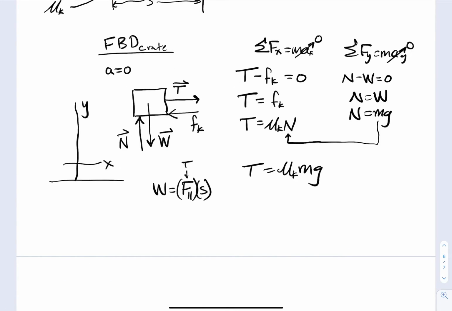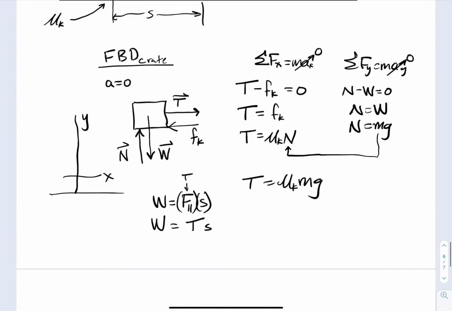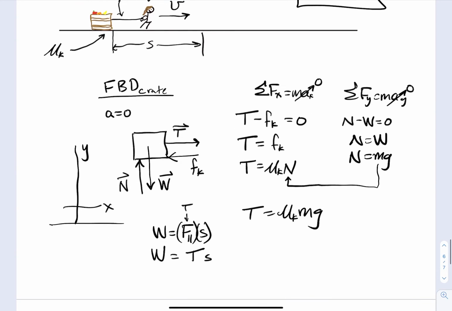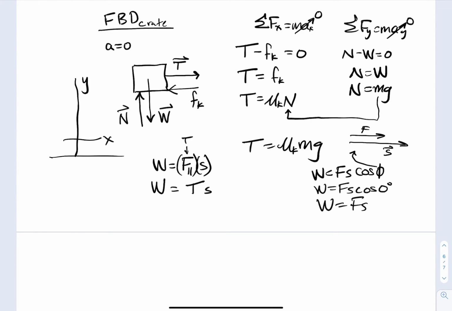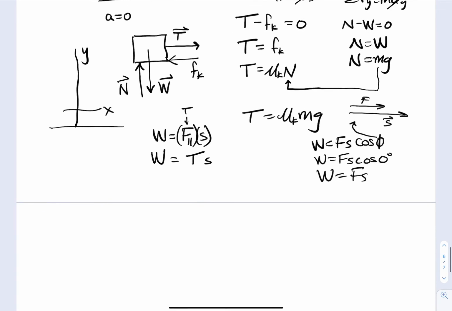So the work done by Ryan on the crate is equal to tension times displacement, and the tension is completely parallel to the displacement, isn't it? So I don't have to worry about the cosine. Another way to think of that is we could have said that work is Fs cosine phi, but this is the angle between F and S, which, isn't that a 0 degree angle? So it'd be the cosine of 0 degrees. And the cosine of 0 degrees is 1. So we end up at the same place. You can think of it however you'd like.